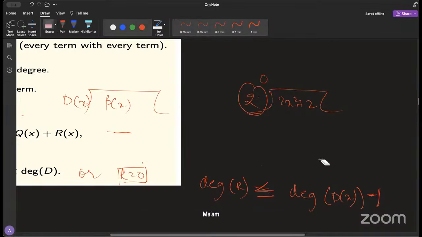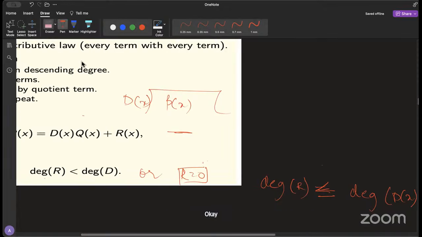Ma'am, won't we get x square plus 1 when we divide it by 2? You will do this, right? x square plus 1. Then you will do 2x square plus 2. So you're going to get 0 here, right? Yeah, got it. But you don't have to check the entire thing between quotient and remainder. Okay, sorry.